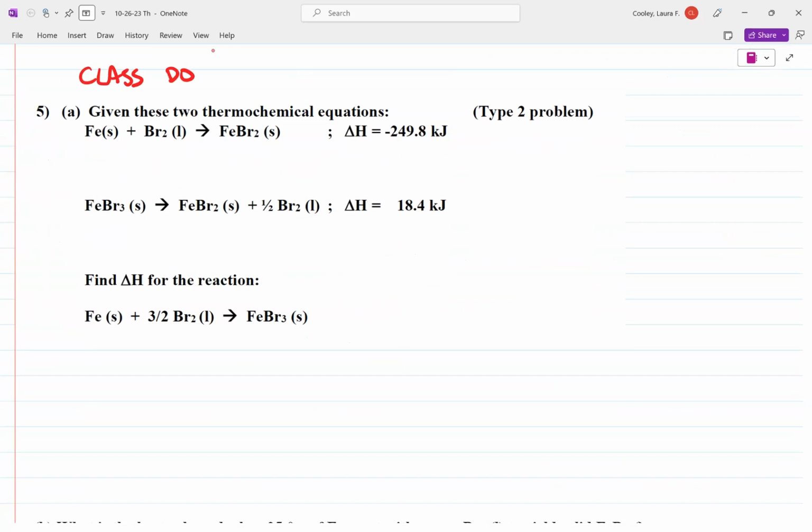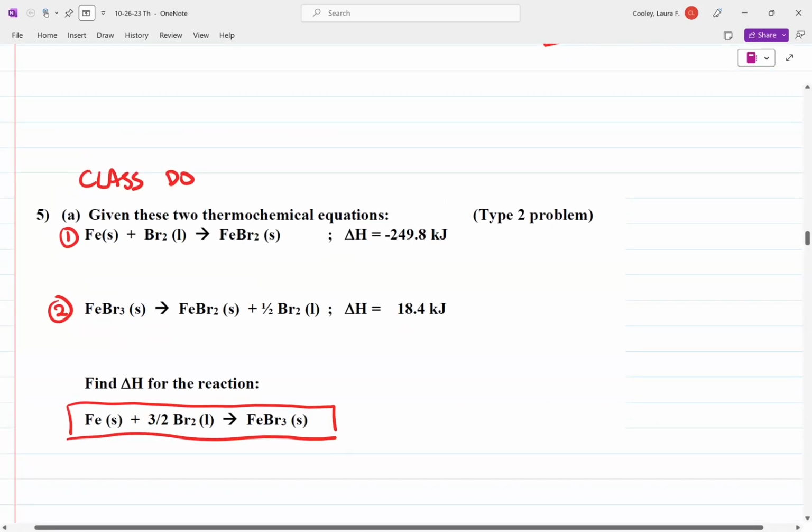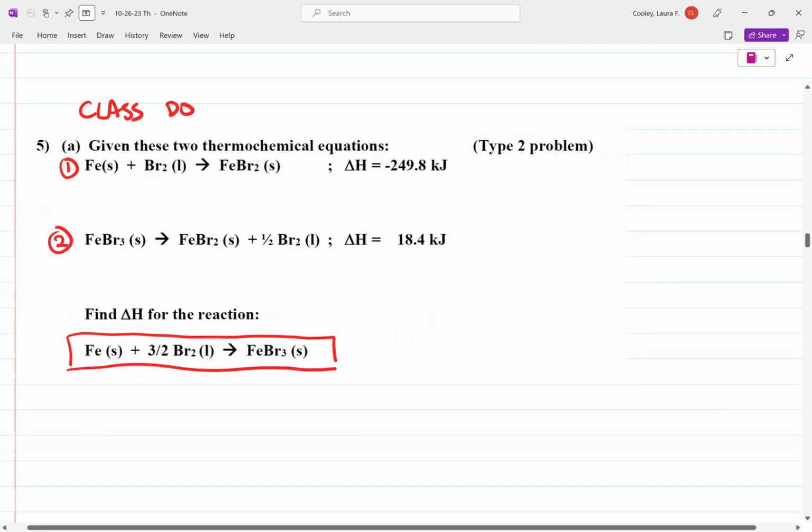So here are the two equations, and this is what you want to get at the end. Figure out what is the most complicated chemical in this equation, and is it on the right side? This is activity 4.